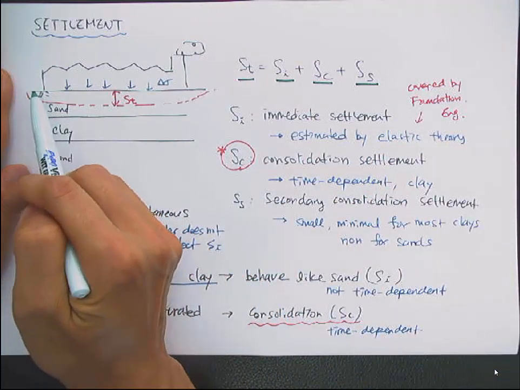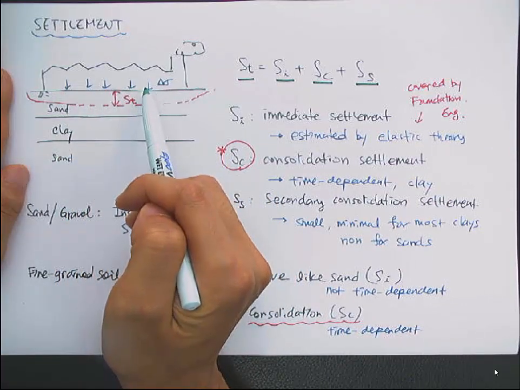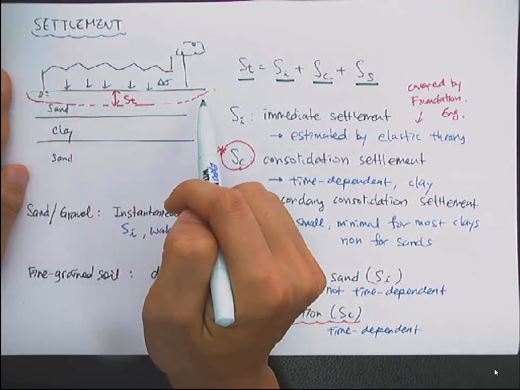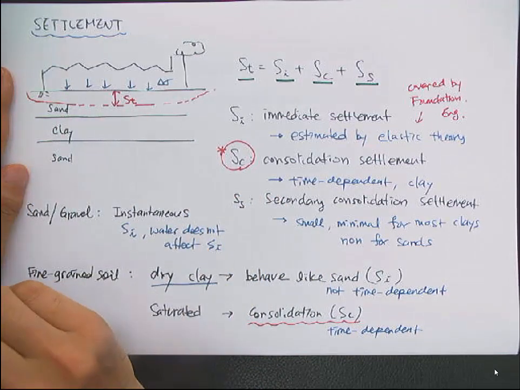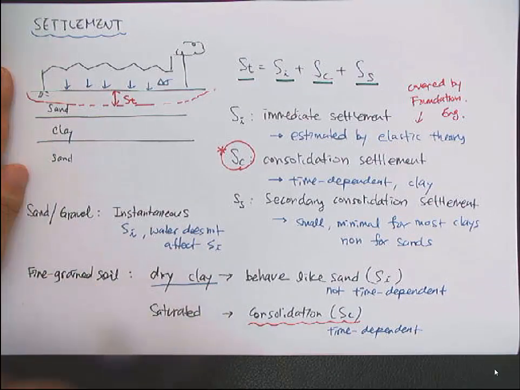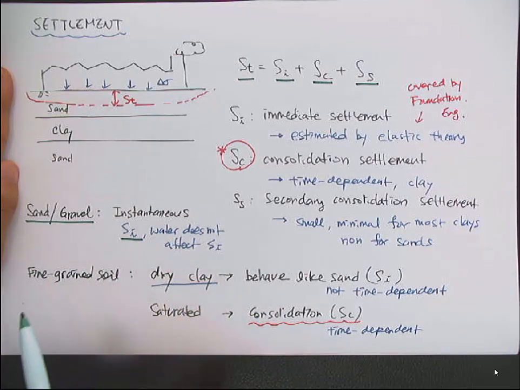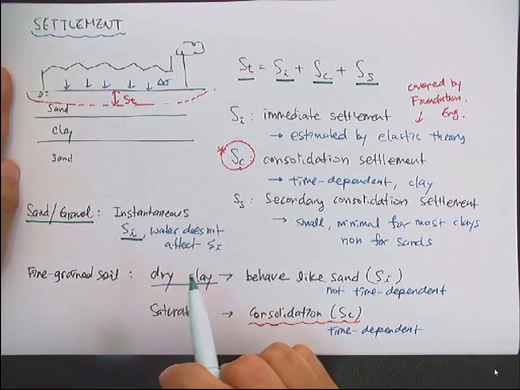So let's say that we have a structure on a ground surface. This structural weight will cause additional stress on the ground, and that's going to cause settlement on the ground surface. In the sand, because the permeability is high, as soon as you apply the load, the water will escape, and it's going to cause the elastic deformation instantaneously. So in the sand and gravel, you have an instantaneous settlement. And the presence of water does not affect this instantaneous settlement.